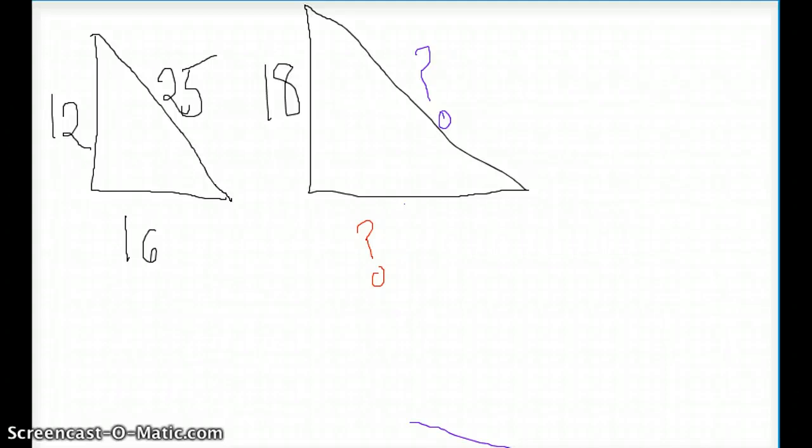Let's take a look at a similar triangle problem. What we have is two triangles. The one on the left has all of the dimensions given, and the one on the right has two missing. Now the key is these are similar triangles, which means they are in proportion, kind of like blowing up a picture.